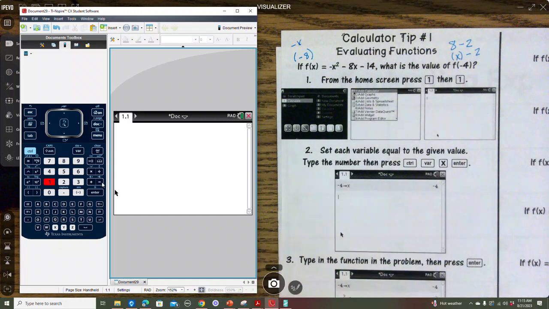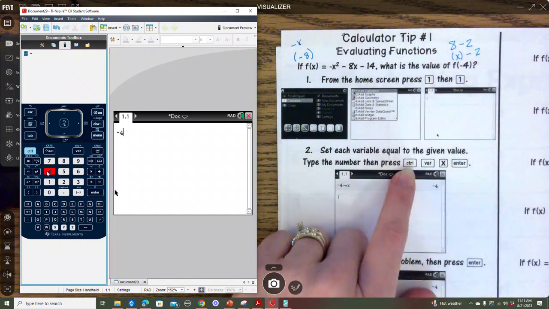Best advice that I can give you, but really learn to visually pick up what's a negative and what's a subtraction. All right, so we're going to type negative 4 in, and then we're going to press control var.